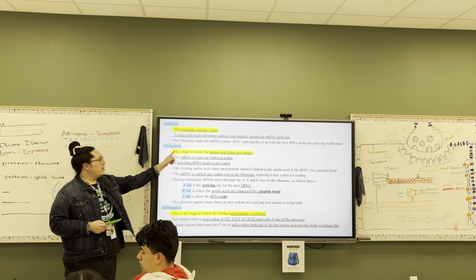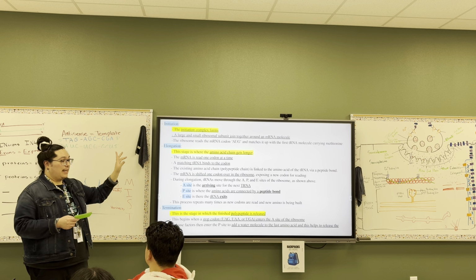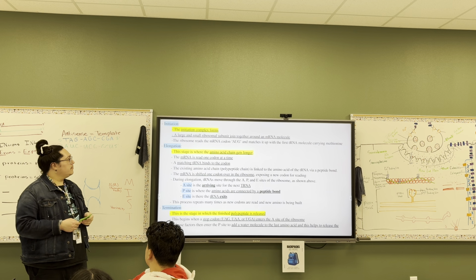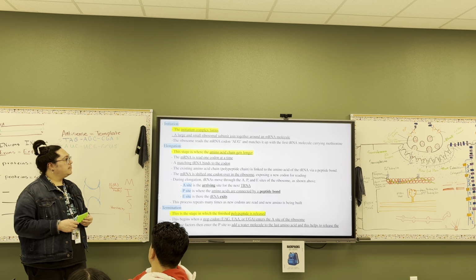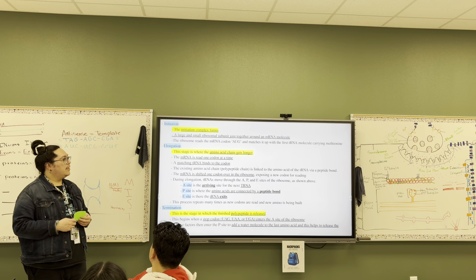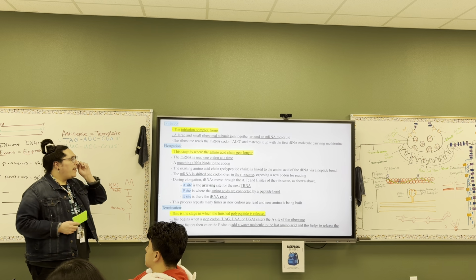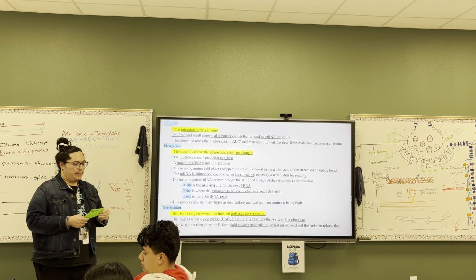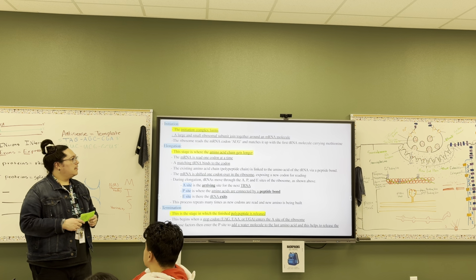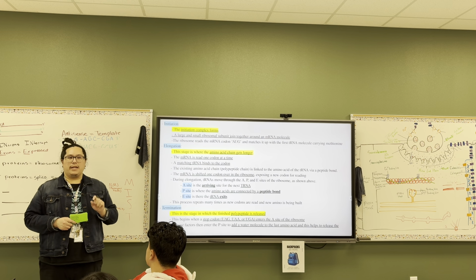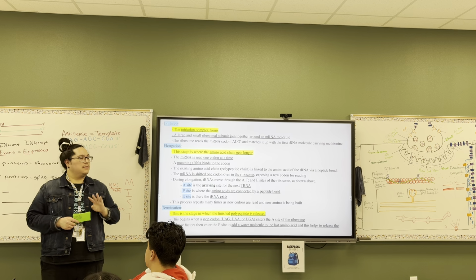Go ahead and read what's highlighted in yellow for me, please. This stage is where the amino acid chain gets longer. And then the second bullet point, go ahead and read for me, please, Savannah. The mRNA is read one codon at a time. But what does codon mean? Every three bases. Perfect.